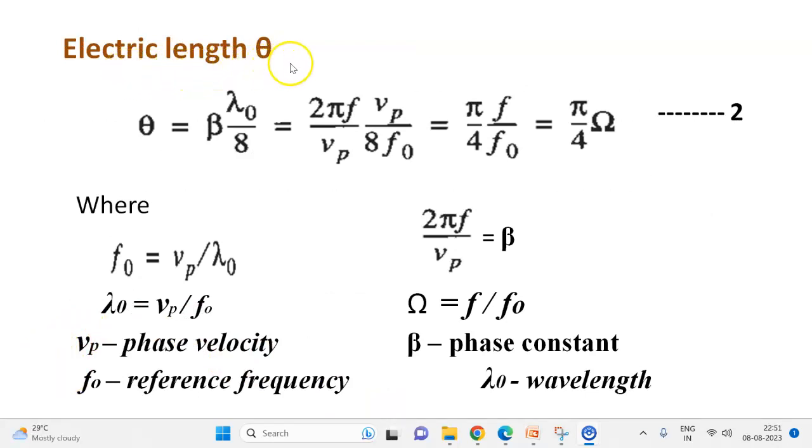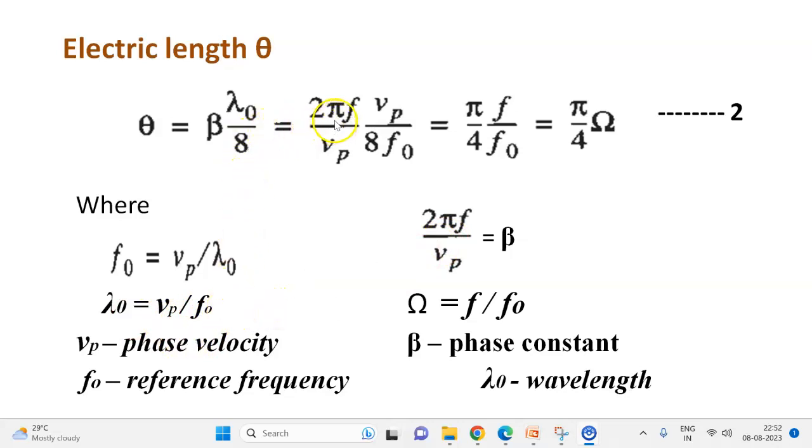Here the electrical length θ can be rewritten in such a way as to make the frequency behavior explicit. If we pick the line length to be λ0/8 at a particular reference frequency, where f0 = Vp/λ0, then the electrical length becomes θ = βλ0/8. Here β = 2πf/Vp, and λ0 = Vp/f0. We can substitute these two values in this equation.